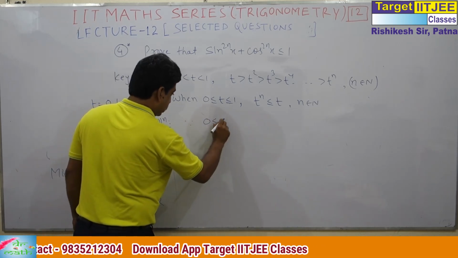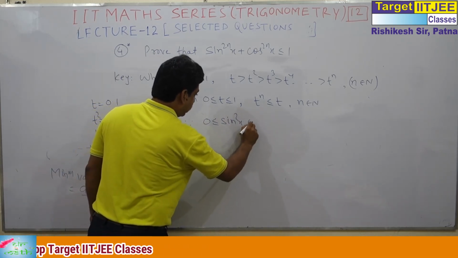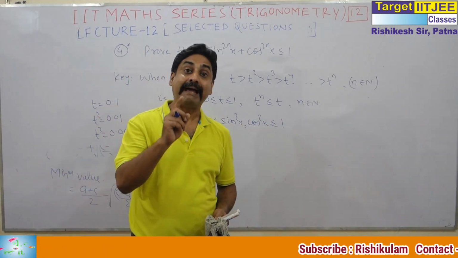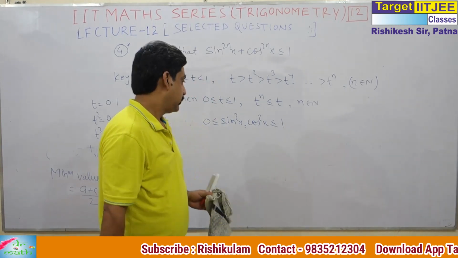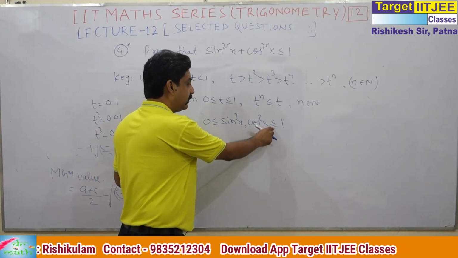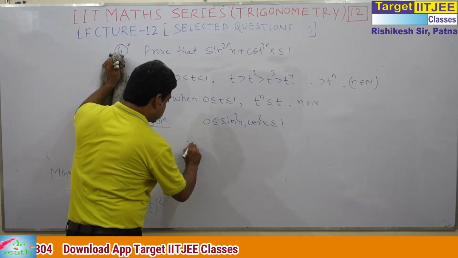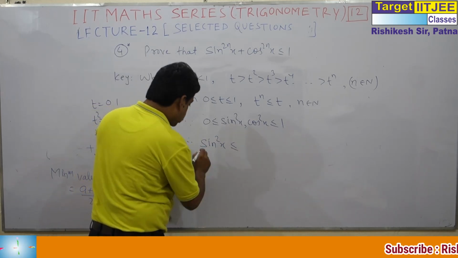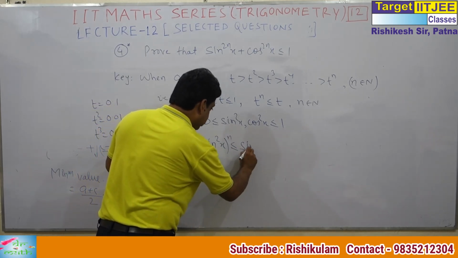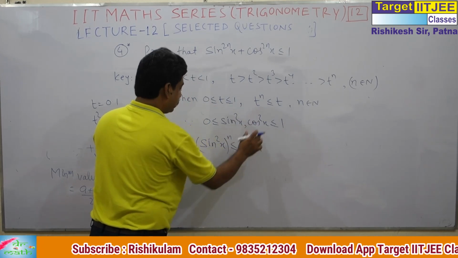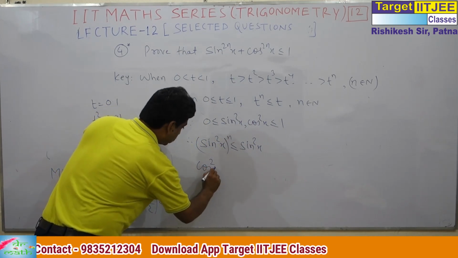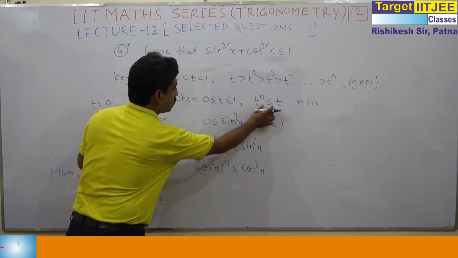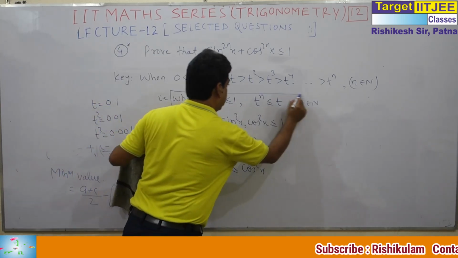Since sin square x and cos square x are less than or equal to 1, the values of sin x and cos x lie between minus 1 and 1. But their squares lie between 0 and 1, including both values. Therefore you can say (sin square x) to the power n is less than or equal to sin square x. Same logic for this one: (cos square x) to the power n is less than or equal to cos square x. This logic again actually prevails. Very important point.